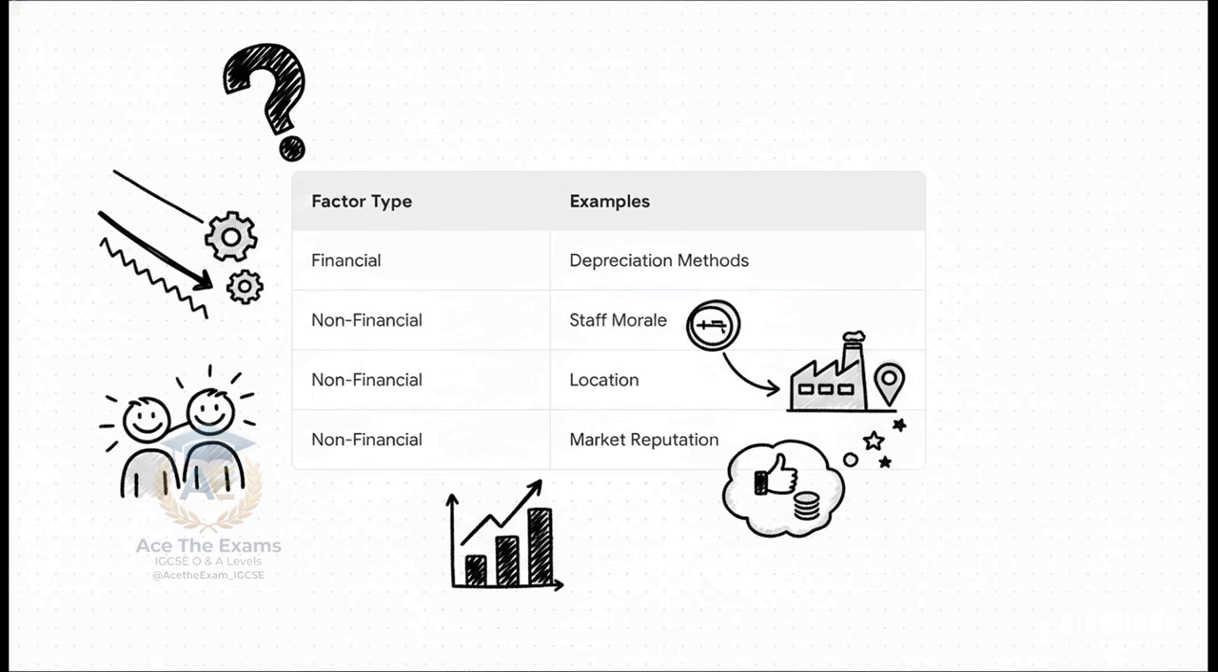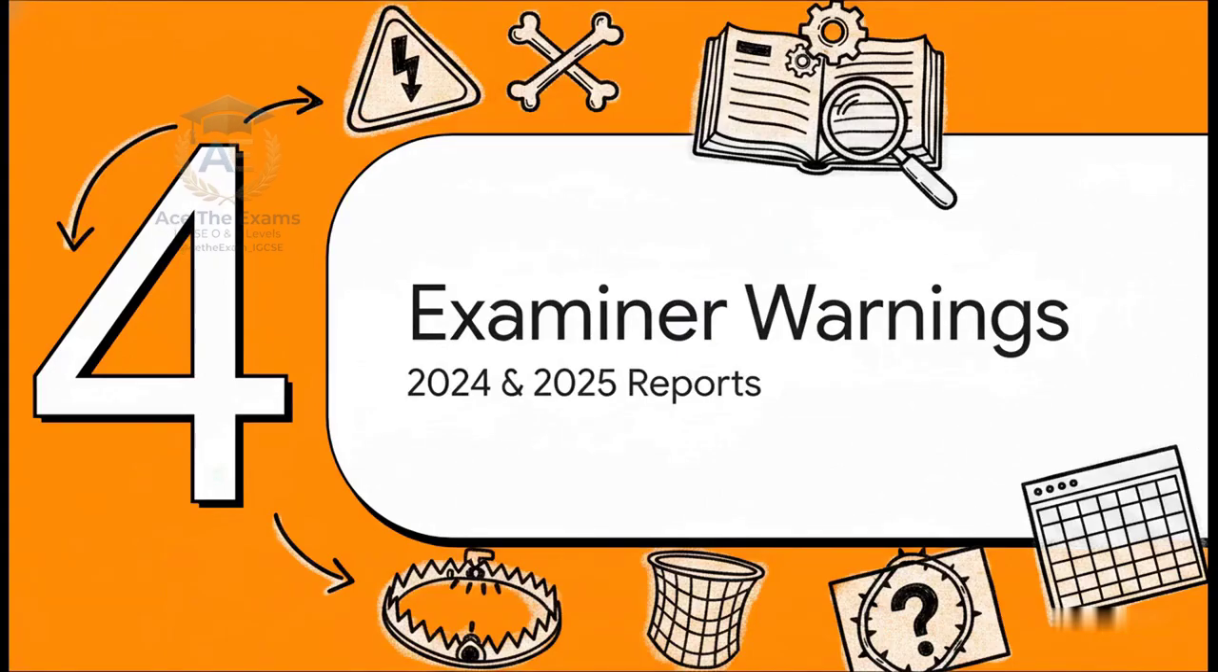Furthermore, when you're making inter-firm comparisons, you've got to be highly critical, because businesses use different accounting policies. Like, say, one uses straight-line depreciation while another uses the reducing balance method. Direct numerical comparisons are actually really tricky and sometimes totally misleading. So you have to evaluate the true quality of the profit by looking at non-financial factors. Things like staff morale, factory location, and market reputation. They don't sit neatly on a balance sheet, sure, but they massively impact the firm's long-term sustainability and return on capital employed.